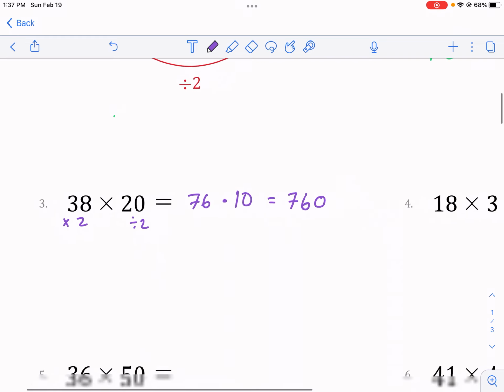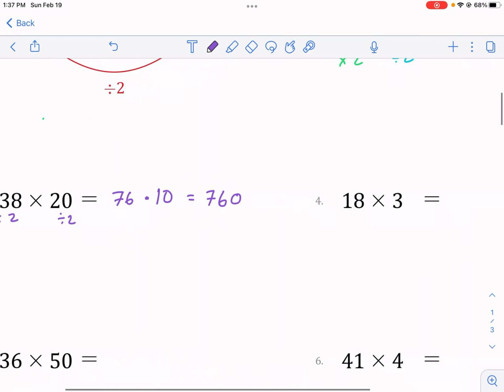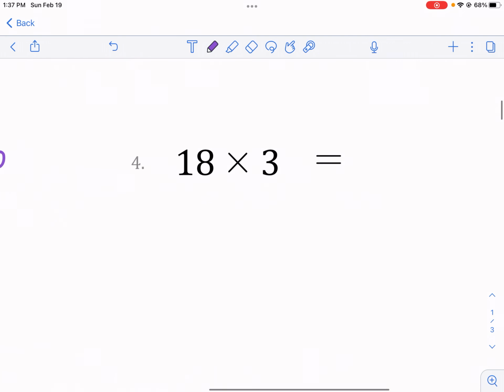Just add on the 0, 760. Okay, so that's what I'm going to do with these problems. Here we have 18 and 3. I'm not going to have the 3, obviously. So I'm going to double the 3.